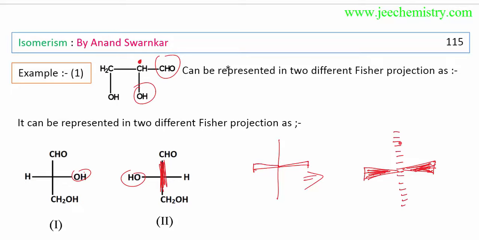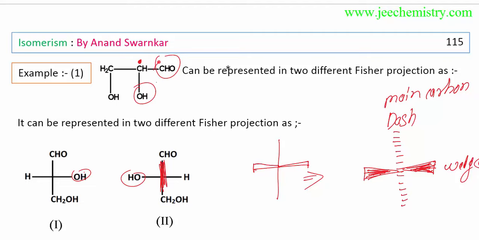This is a wedge, this is a dash. This dash is away from the viewer, this wedge is towards the viewer. This is a vertical line, and the vertical line is our main carbon chain. Generally, in the main carbon chain, this vertical line is used.